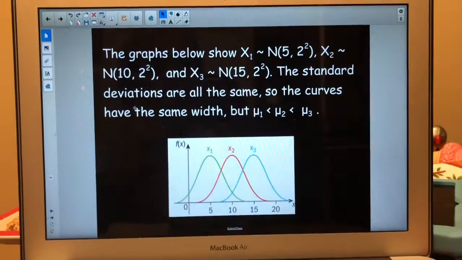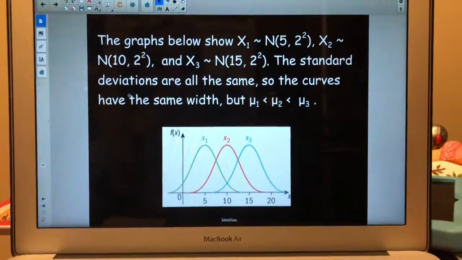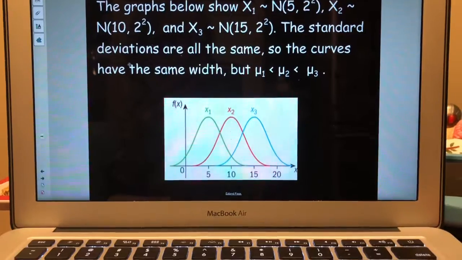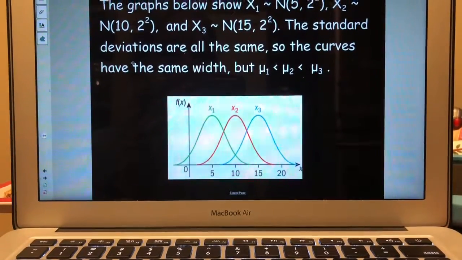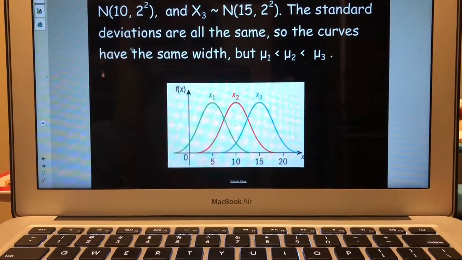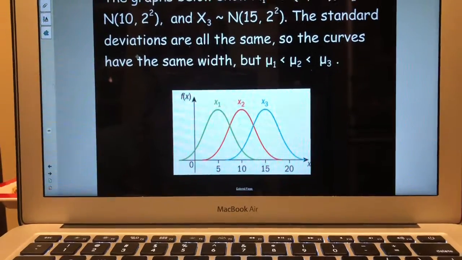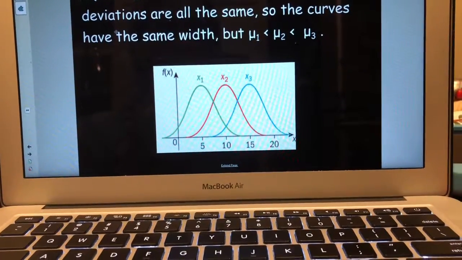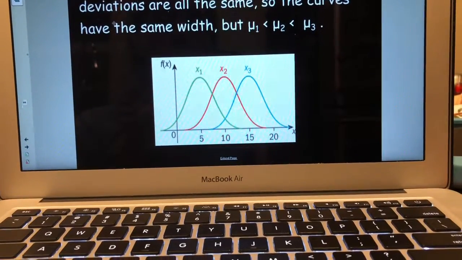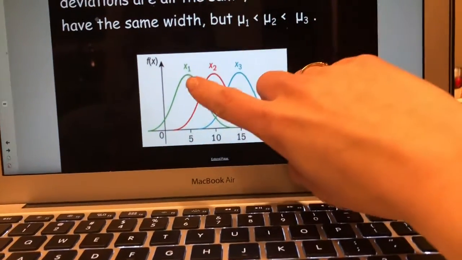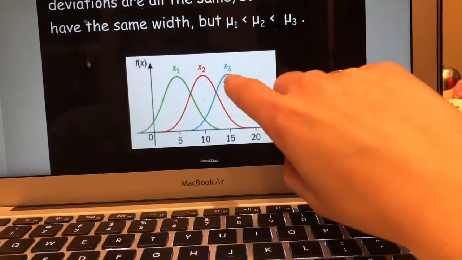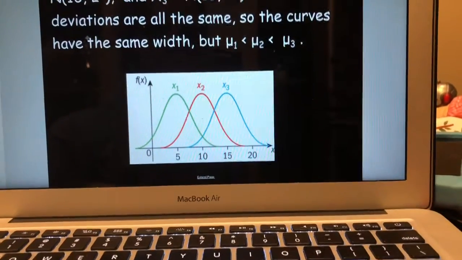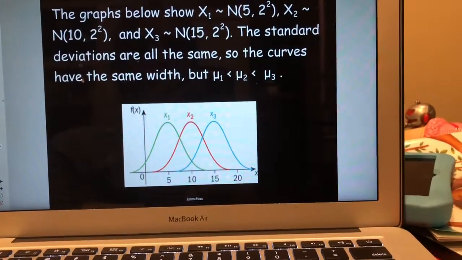If you look at this slide, it just shows these 3 curves and how they are similar and how they are different. So they have the same exact standard deviation of 2, but they have different means. And since they have different means, that means that their centers are different, because their mean is their measure of center. But that's all that slide shows.